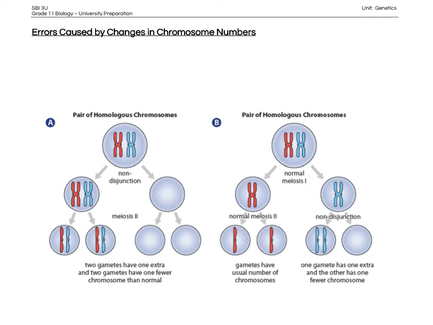Okay, so in a process that we call nondisjunction, what can happen is instead of chromosomes moving to different poles in the cell, they might move to the same pole accidentally. So in the diagram on the left, this really is the errors occurring during meiosis 1.